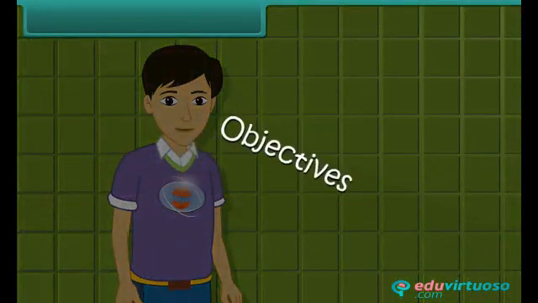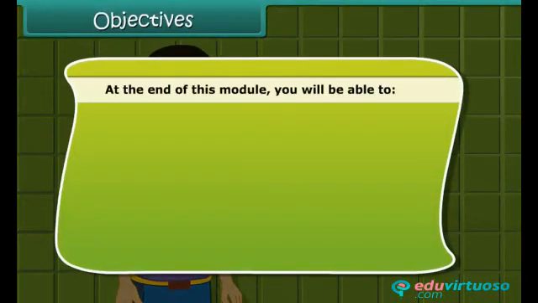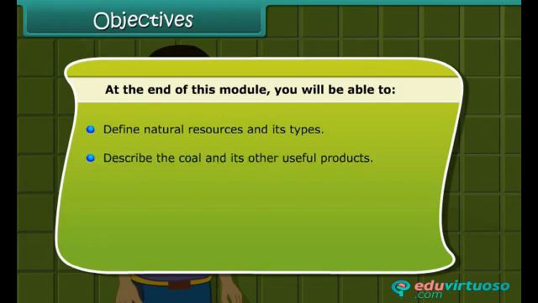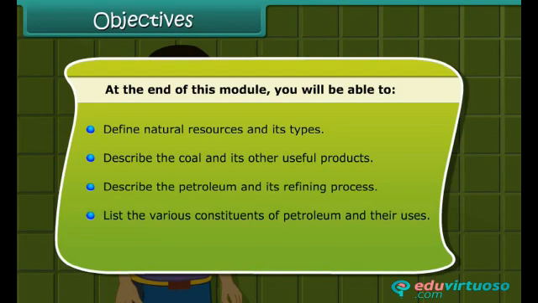Objectives. At the end of this module, you'll be able to define natural resources and its types, describe coal and its other useful products, describe petroleum and its refining process, list the various constituents of petroleum and their uses, describe the natural gas and its importance.